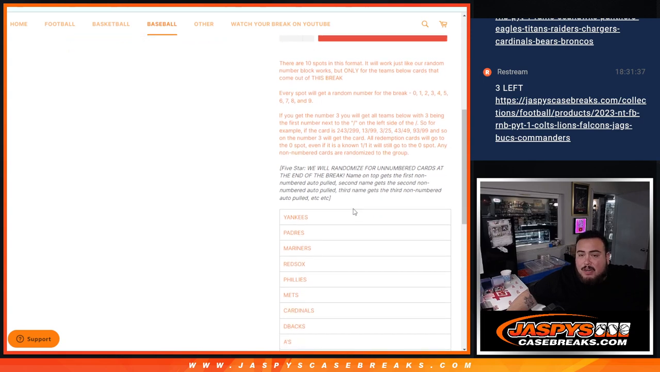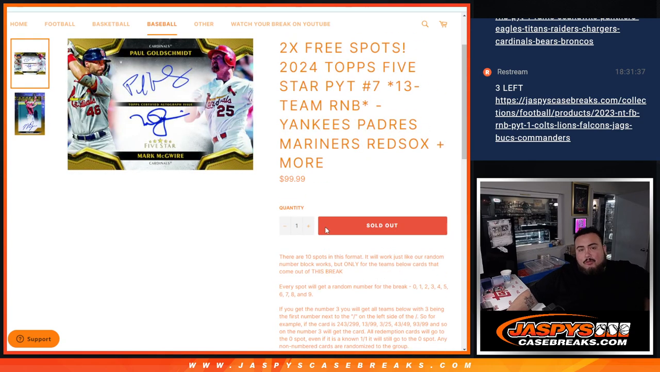And for 5-star, there is chances of some non-numbered base autos. So basically, the way it's going to work is that if we pull a non-numbered base, the first one goes to, whenever we randomize the customer names, number one. We pull a second one, it goes to number two. We pull a third one, goes to number three, etc. We'll see how many there is. There was 4 of them yesterday. So we'll see if there's less or more on this one, but everybody gets a chance at those regardless.